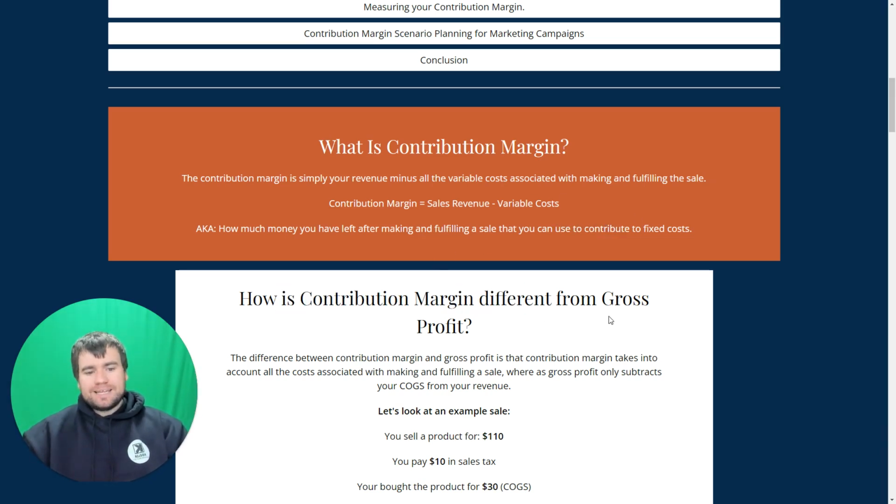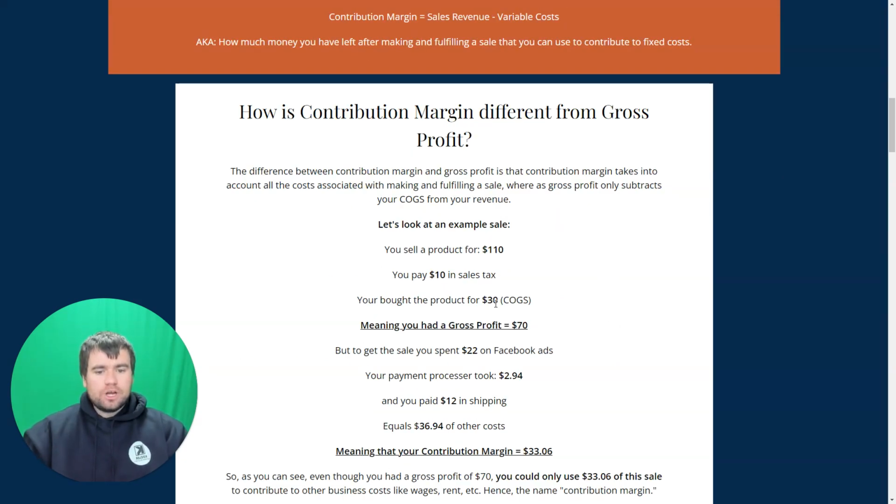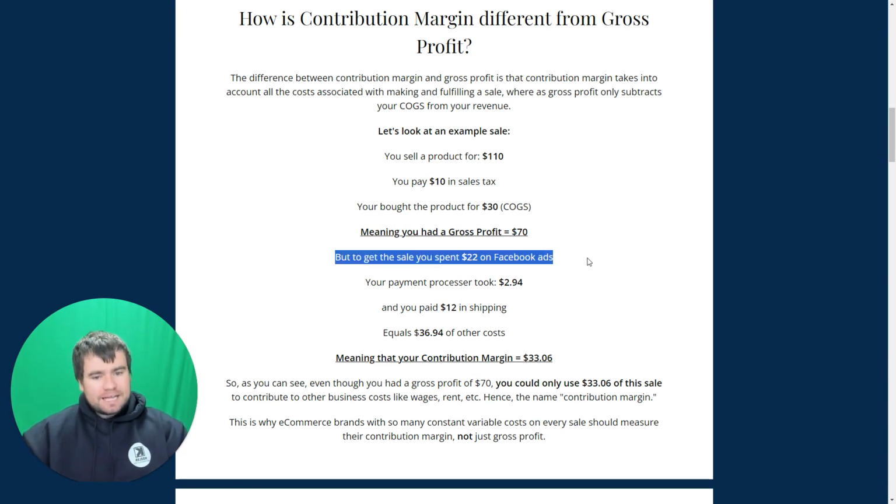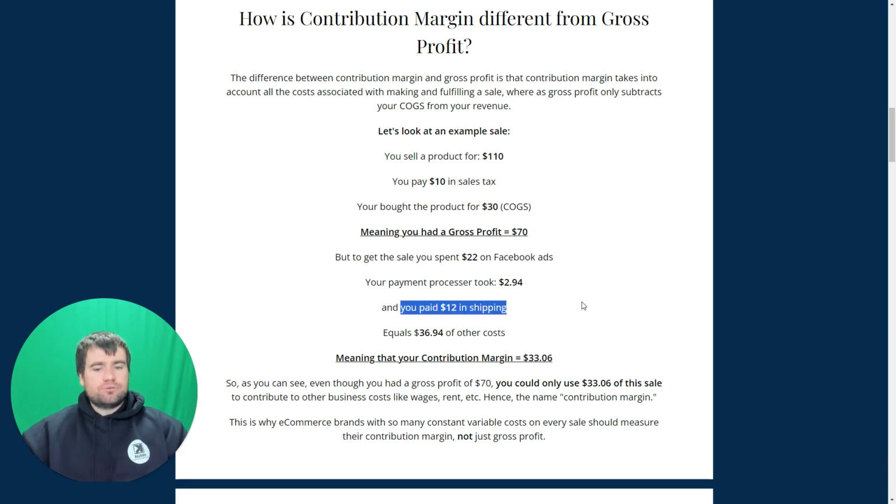So the biggest difference between it and gross profit is that gross profit will take your cost of goods sold and your sales taxes out of your revenue, but it won't account for all the other variable costs that go into making a sale, especially for an e-commerce brand. For example, with this sale here, we've sold a product for $110, you've bought it for $30, and you had $10 sales tax, so you've got $70 left over in gross profit. But you had to pay for ads for that sale. You then had to pay the payment processor. You then had to pay the shipping if, for example, you did free shipping on this product. So you had all the other expenses, meaning that you only have $33.06 to actually pay for costs like rent, wages, all those other fixed costs that go along with running a business.